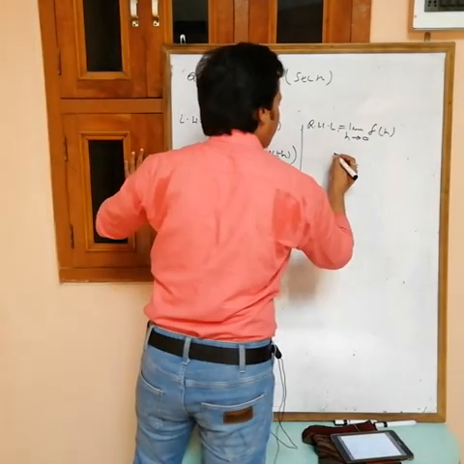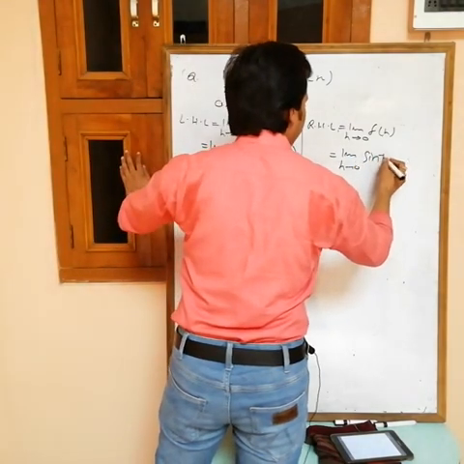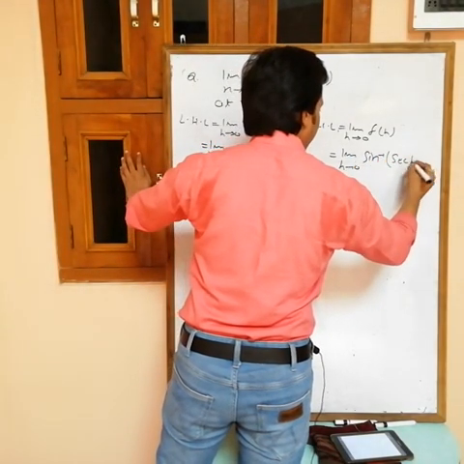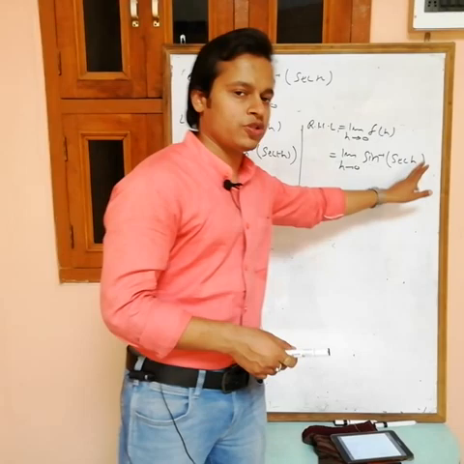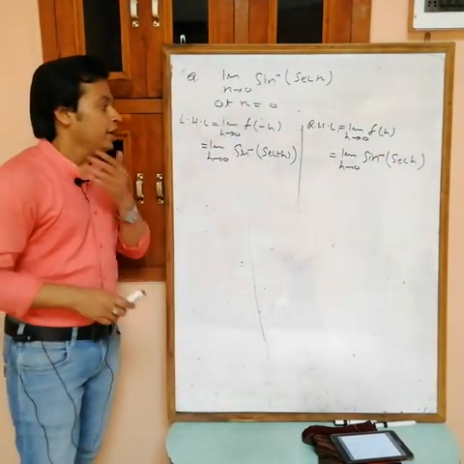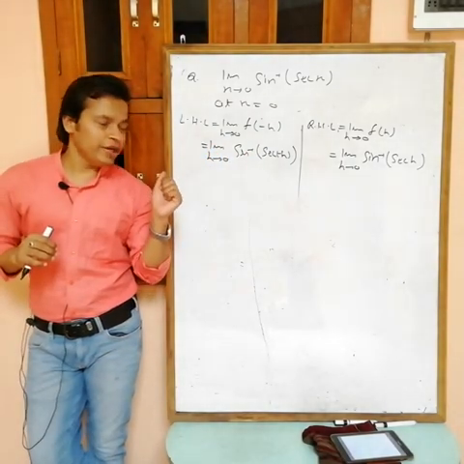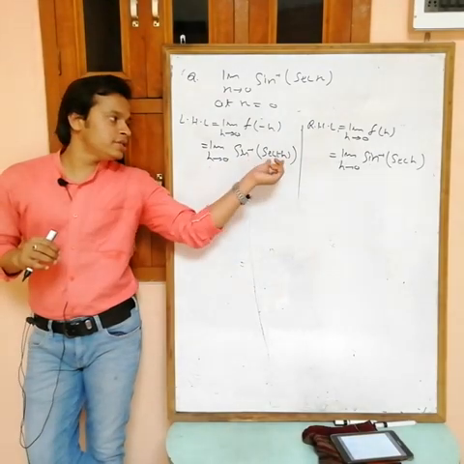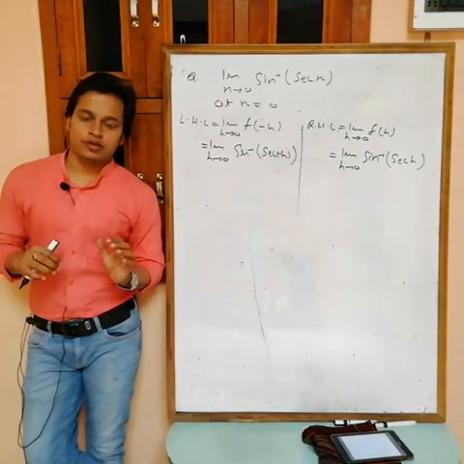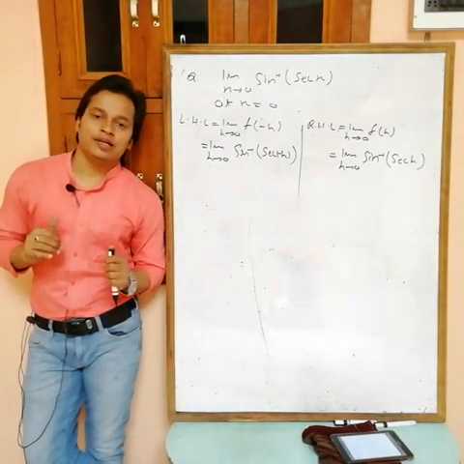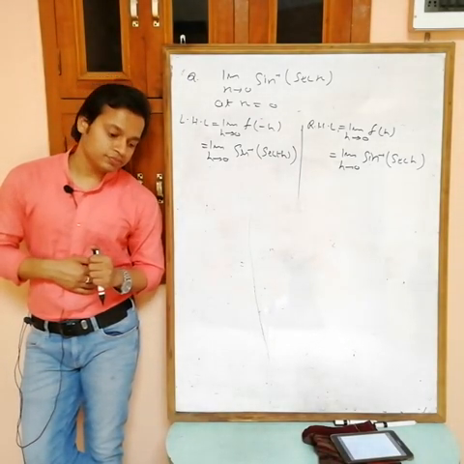And similarly if you find RHL, limit h tending to 0, f of h is sine inverse of sec of h. In this one also if you put h equals 0, then you will get sec 0 equals 1, sine inverse 1 equals pi by 2. It means, because now we can't simplify this one more, if you are putting h equals 0 in both, then you are getting sec 0 equals 1, sine inverse 1 equals pi by 2. It means we are getting the answer as pi by 2, but actually the answer is does not exist. Limit does not exist.